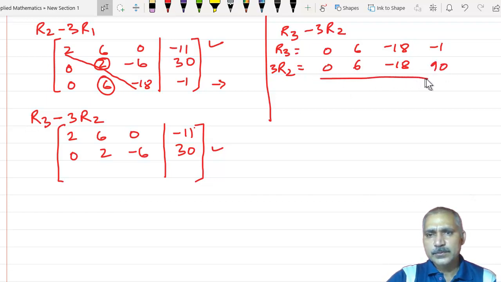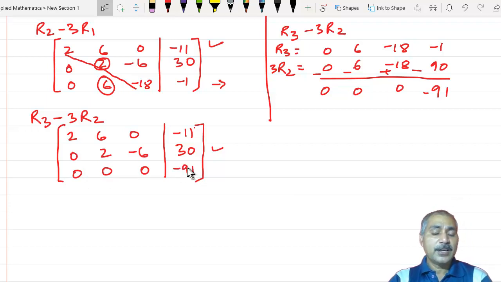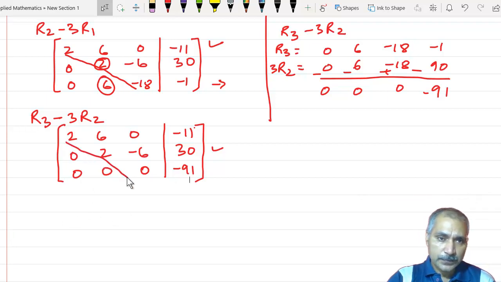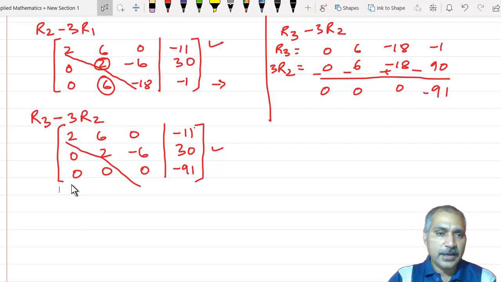Now we will subtract, sign will change, this is going to be 0, this is going to be 0, minus 18 plus 18 will become 0, and minus 1 and minus 90 becomes minus 91. Now we will write that 0, 0, 0 and minus 91. Now if we look at this matrix, we have this in the upper triangular matrix format, that is echelon form here we got.